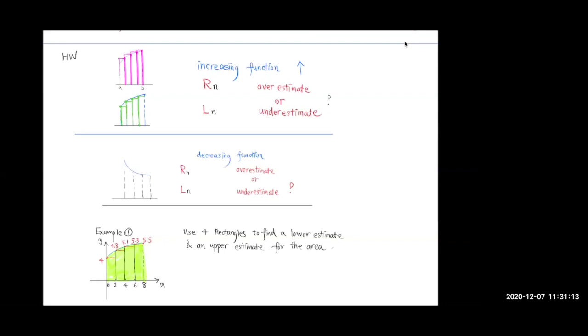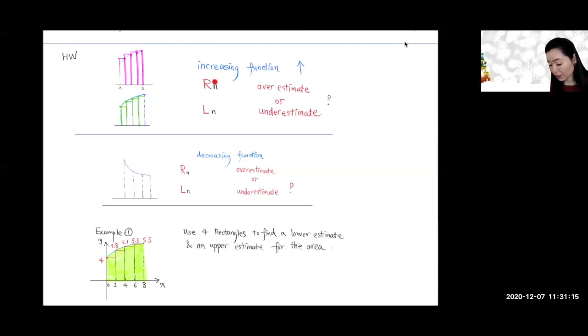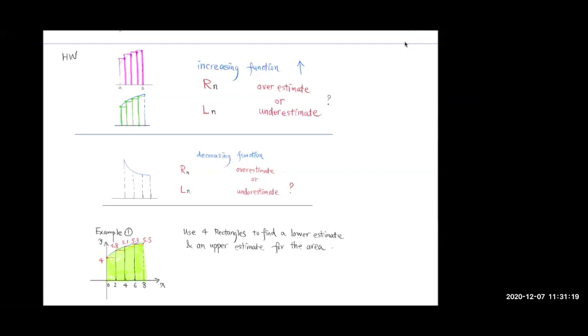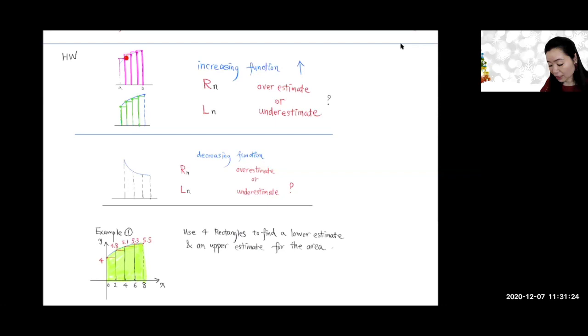Using the right endpoint, under or overestimate? Over. It's an overestimate because the right endpoint is the highest point in each subinterval. So when you use the right endpoint, the rectangle is going to go above the curve, so you have this extra area above the curve. So it is an overestimate.